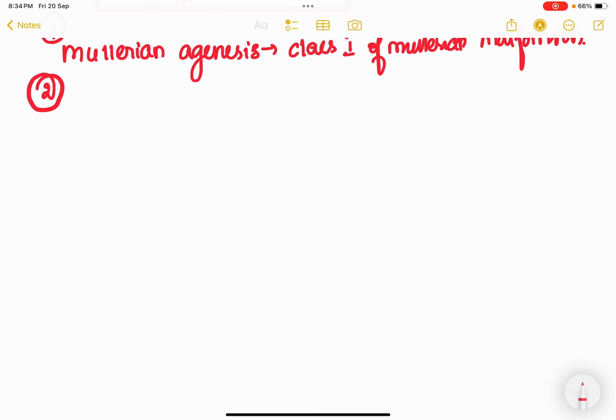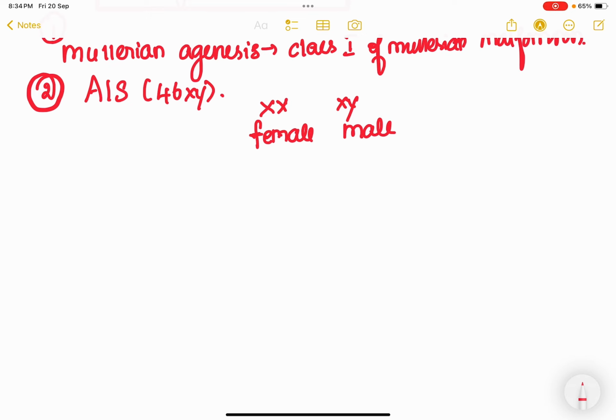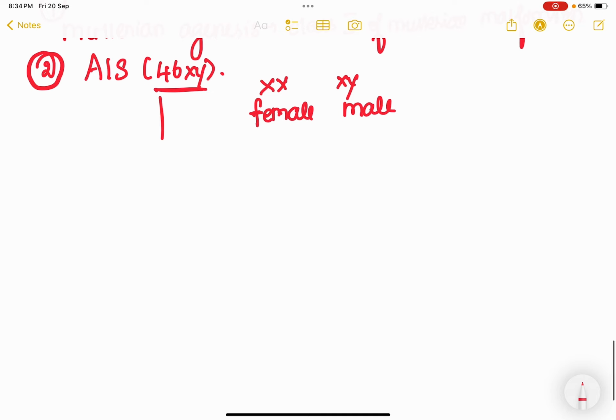The second is androgen insensitivity syndrome, which is 46XY. As we all know, XX is for female, right? XX is about female. XY is about male. Now you may have the doubt why 46XY and why are you taking this discussion under primary amenorrhea in a female? It is because it is actually a male, because the chromosome is 46XY.